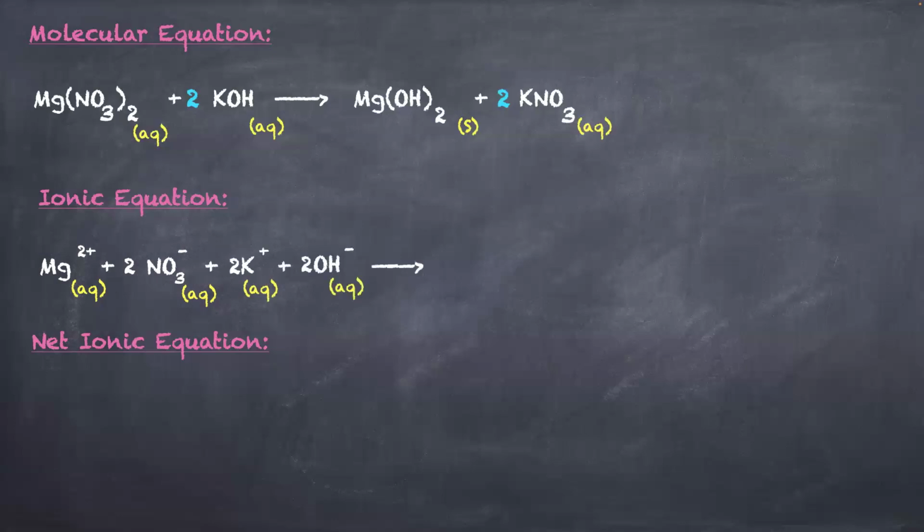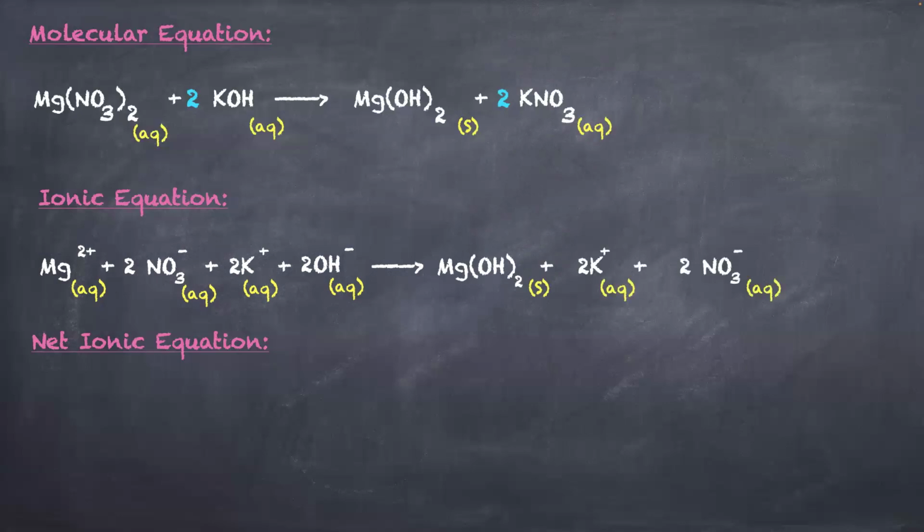However, on the right-hand side, we have a solid. Solids are not soluble, so they do not dissociate. They stay together in the solid form when we're writing the ionic equation, so we keep it the way it is. And then we end up getting 2 potassium positives, 2 nitrate negatives.